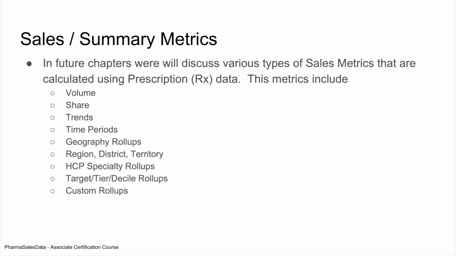Sales and summary metrics. In future chapters, we're going to discuss various types of sales metrics that are calculated using prescription or RX data. Metrics are going to include prescription volume, prescription share, your product share across other products, trending, and time periods. We're going to look at geography roll-ups: your region, your district, and your territory. We're going to look at healthcare specialty roll-ups, target, tier, and decile roll-ups, and custom roll-ups.